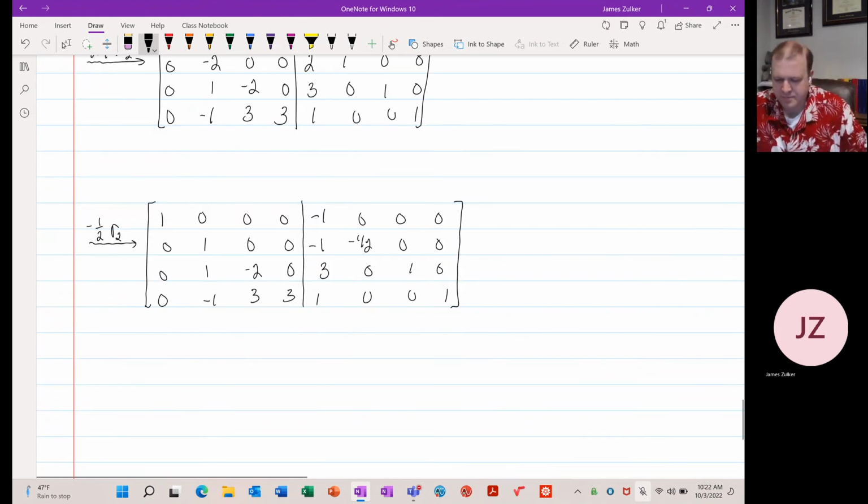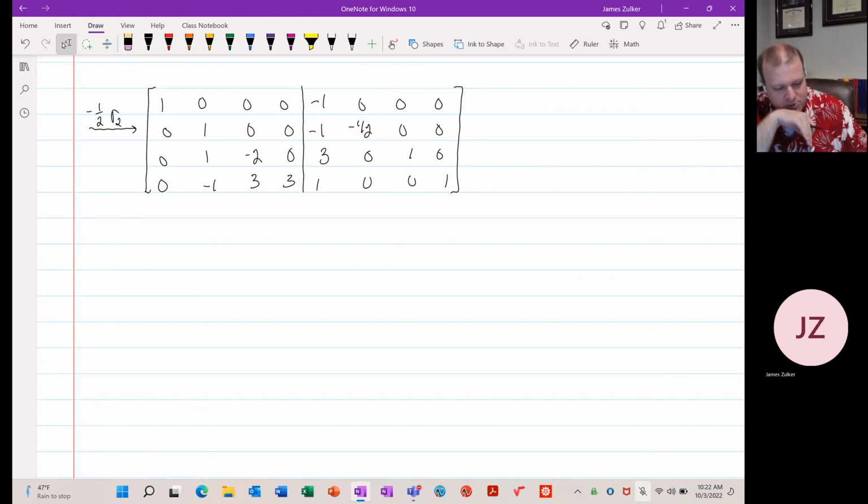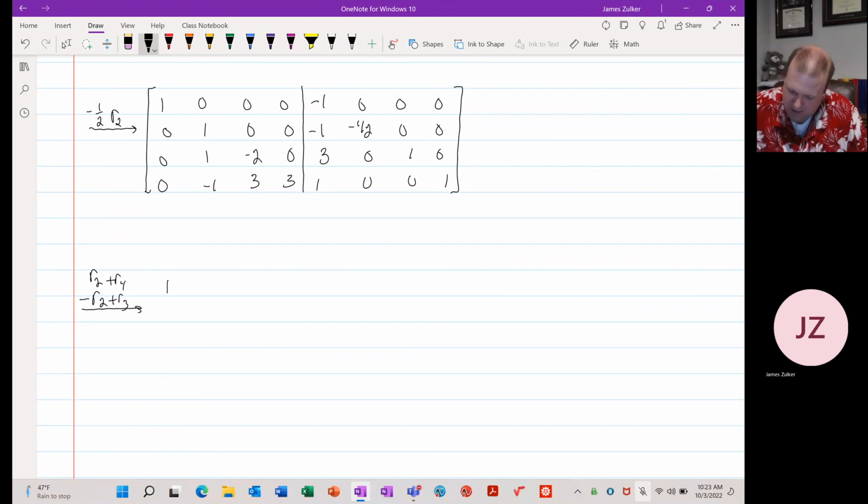Okay. Let's go ahead and clear out everything below the 2, 2, right? 2 operations are needed for that. We need to do negative row 2 plus row 3, and then row 2 plus row 4. And that will give this.